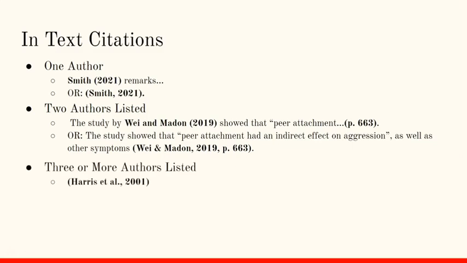If your resource has 3 or more authors, you only include the first author's last name, followed by the abbreviation et al. This signifies to the reader that there are more authors who contributed to this resource, and they should go to your reference page to see more information. There is only a period after the al portion of this abbreviation. This is followed by a comma and then the year.